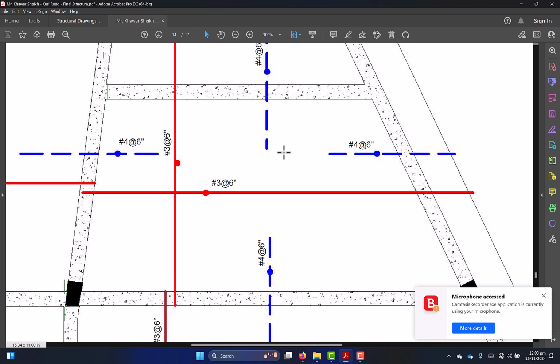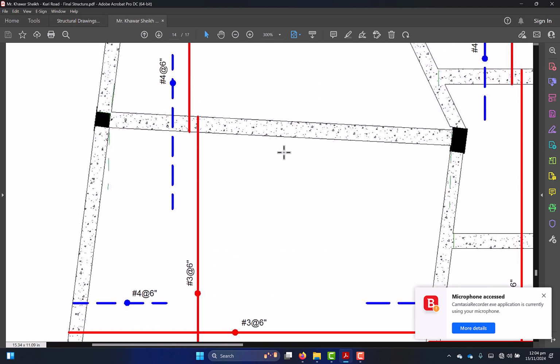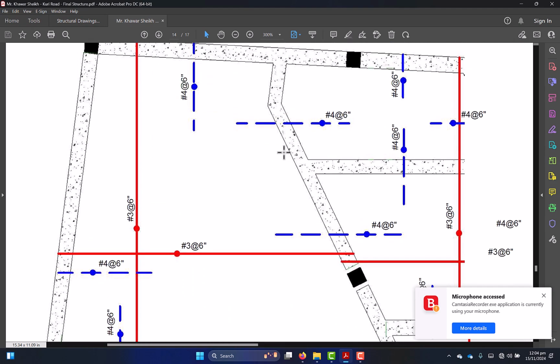क्या है ये? Bottom steel क्या है? The bottom steel is number 3 at the rate of 6 inch both ways. No short span, no long span. Short span कहाँ है इसमें? ये है. Long span कहाँ है? But this time you're lucky enough it says both ways. What about the negative steel? Number 4 at 6, both ways, right? So luckily this slab is all both ways.